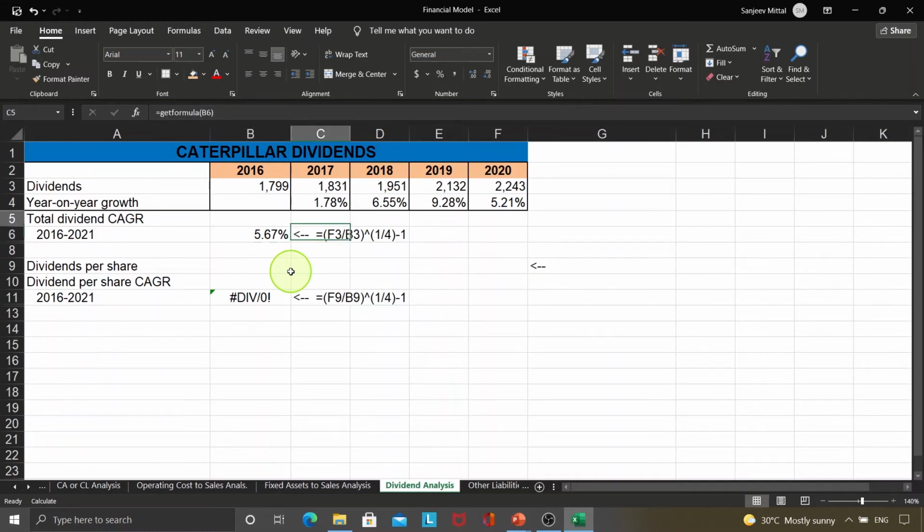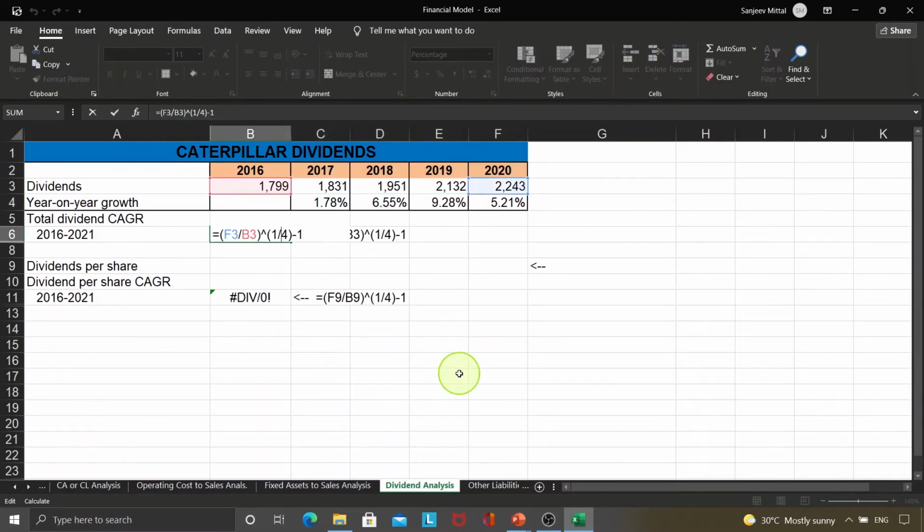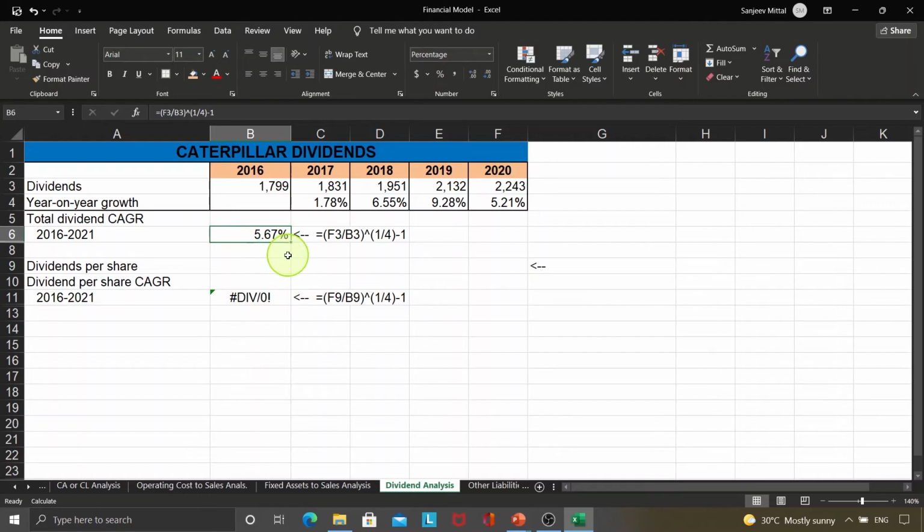So we know that the dividend has grown 4 times from 2016 to 2020. Inside the formula, we have simply used the dividend for the year 2020 divided by the dividend for the year 2016, and raised it to the power 1 by 4 because it had grown 4 times. Based upon that, we got our dividend CAGR, that is, an annual growth rate of 5.67%. However, this dividend is based upon the total amount of dividend.